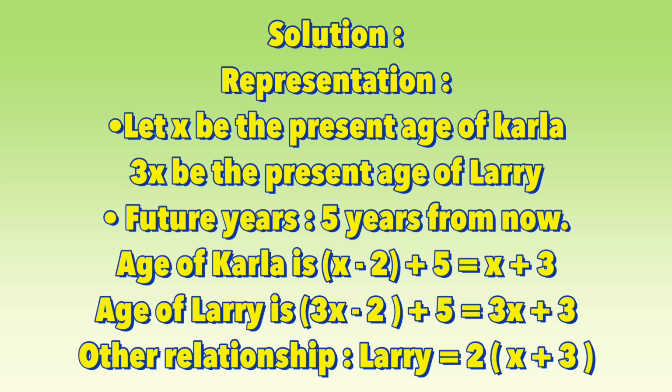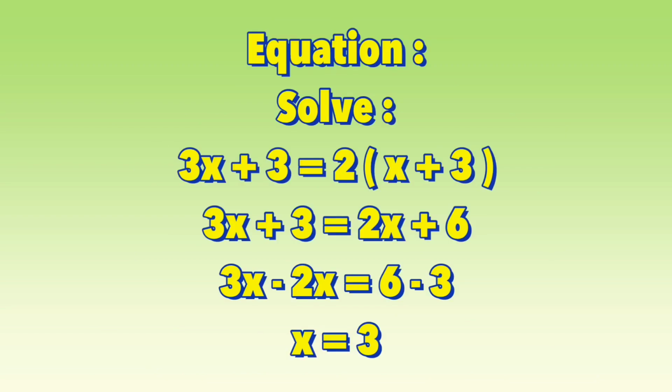Okay, the other relationship we have to consider again from the problem states that Larry is double the age of Carla. So therefore, in our equation, Larry equals 2 times the sum of x plus 3, which is the age of Carla. And our equation now, based on the other relationship, is already stated. So we can have this now, the real equation. Larry is 2 times the sum of x plus 3, and our real equation now is 3x plus 3 equals 2 times the sum of x plus 3.